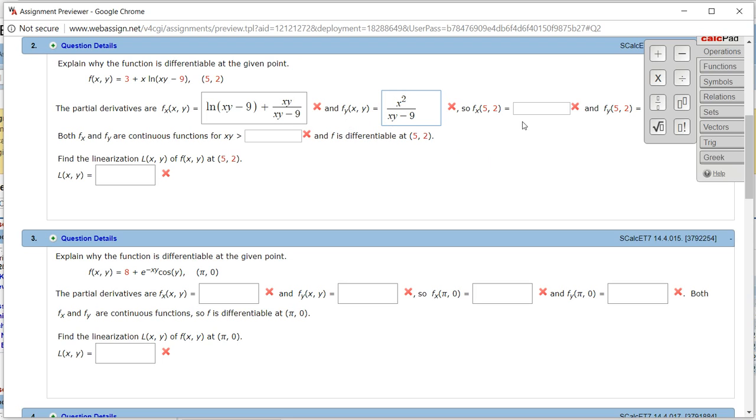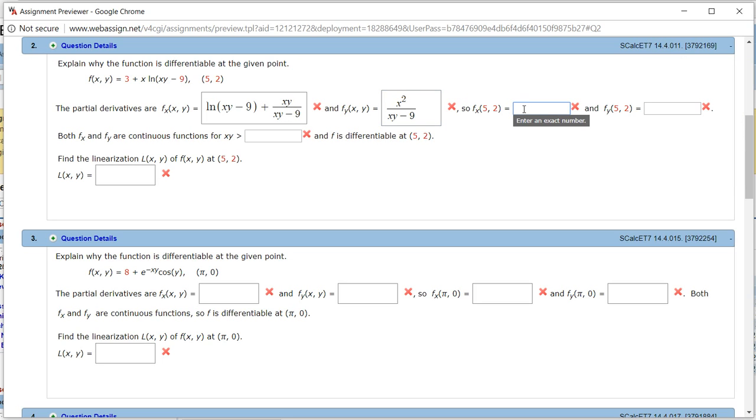If you want to find the partial with respect to x at (5, 2), we just have to plug in those values. So 5 times 2 is 10, so the natural log of 1, which is 0. Then you have 5 times 2, so it's 10 on top, and 10 minus 9, so 1 on the bottom, so it's going to be just 10. I'm going to put 10 here. For the partial with respect to y, we're going to put the 5 for x. So we're going to have 25 over 10 minus 9, so it's going to be just 25.